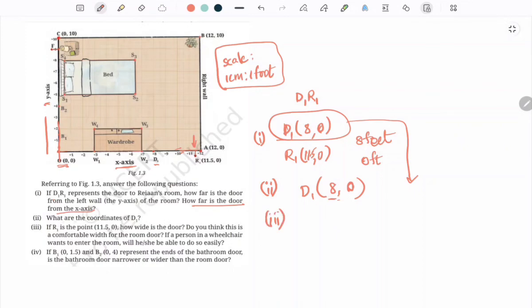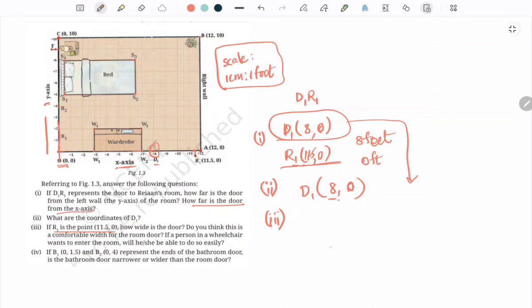And if R is the point 11.5, 0, see, that's what we got. But this is not always right, because here they have directly mentioned D1 at 8, but here we cannot see the number exactly, it somewhere lies between 11 and 12. If they did not mention it clearly, we should not assume. Okay, if R is the point 11.5, 0, how wide is the door? So the door is between 11.5, 0 and D1.